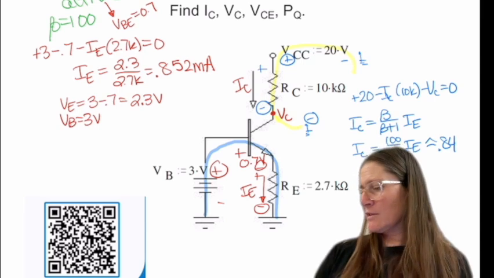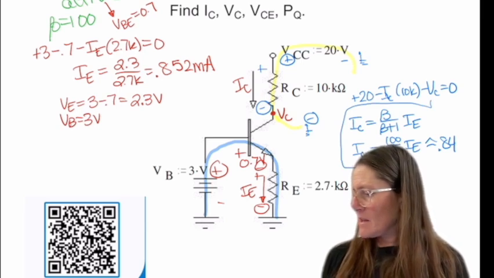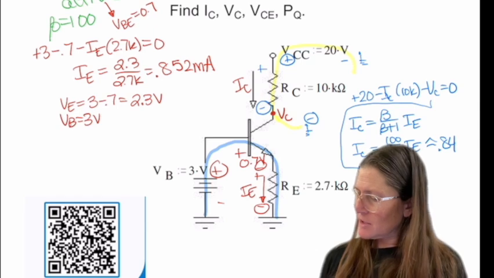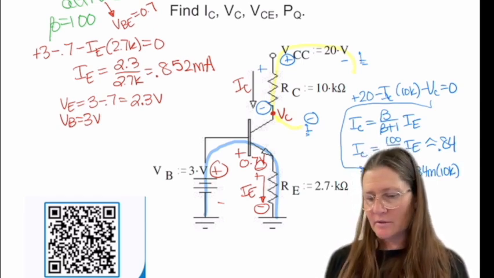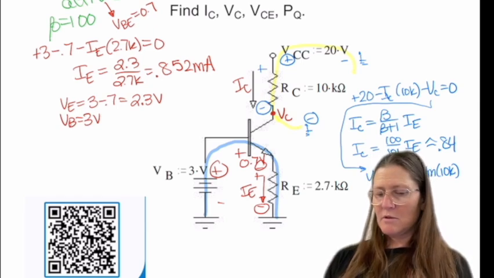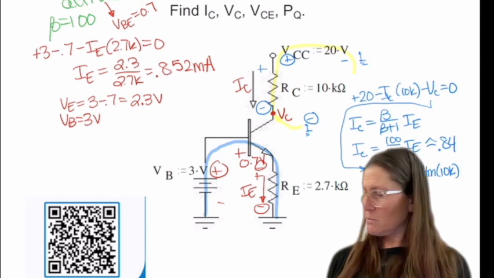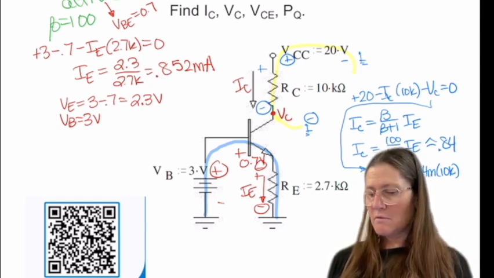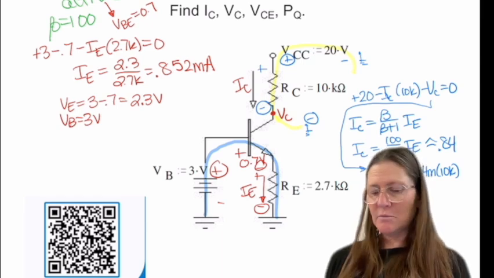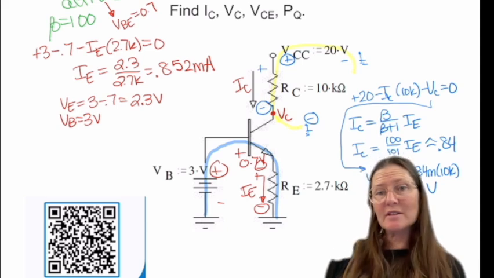And so solving this for VC, we get 20 minus 0.84 milli times 10K. So 20 minus 8.4 gives VC as 11.6.